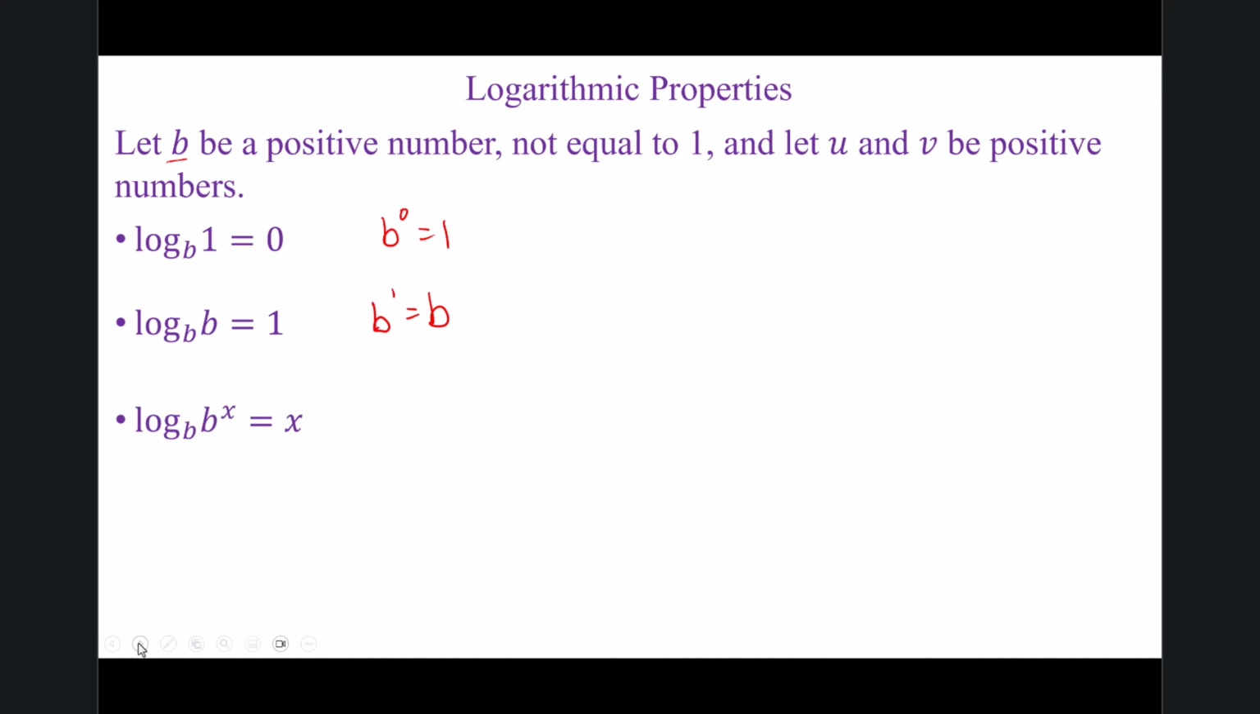Log base b of b to the x equals x. So this one in exponential form, you'd say this base to this power, so b to the x equals this part right here, b to the x, which is also true, so that makes sense. And if log base b of u equals log base b of v, then u would have to be equal to v. And this is because logarithms are one-to-one functions.